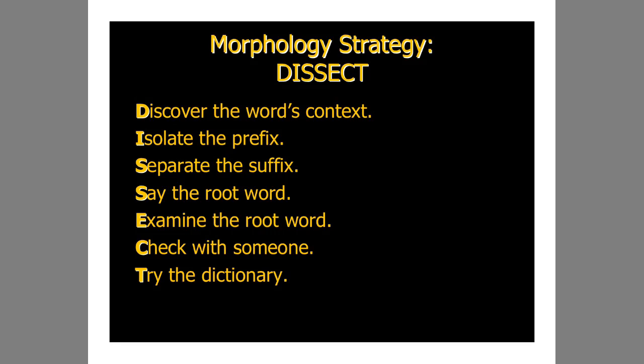And then if those strategies don't work for the student to figure out what a word means, they can then check with somebody and ask. And then as a last step, they should try the dictionary. And try the dictionary is last because, remember, we talked about how that's a really passive way of learning new words. The dictionary should always be the last resort when you're trying to figure out the meaning of a word.